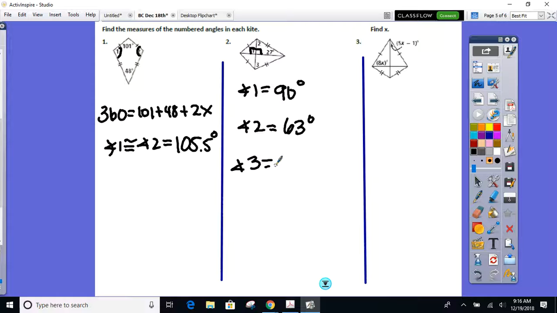Angle 3. How can we get to that? Maybe not using a kite fact, but maybe using this fact right here. Look at this triangle right here. What type is it? Isosceles. What's across from the congruent sides? Congruent angles. Both of them are 2 and 3. We already know 2, so 3 also has to be 63. Good. If you wanted to keep going, doesn't this diagonal bisect the angles too? Because that'll be 27 and 27. I don't want to overload you, but that's true as well.